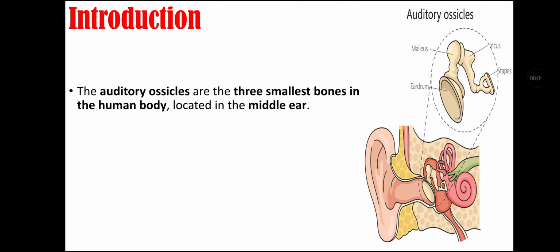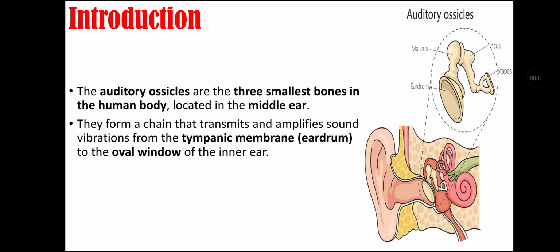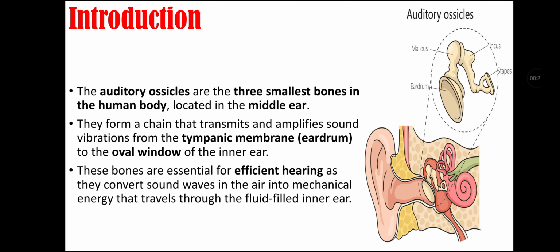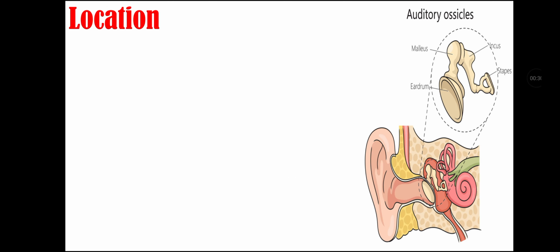Auditory ossicles are the three smallest bones in the human body that are located in the middle ear. They form a chain that transmits and amplifies sound vibration from the tympanic membrane to the oval window of the inner ear. These bones are essential for efficient hearing as they convert sound waves in the air into mechanical energy that travels through the fluid-filled inner ear.